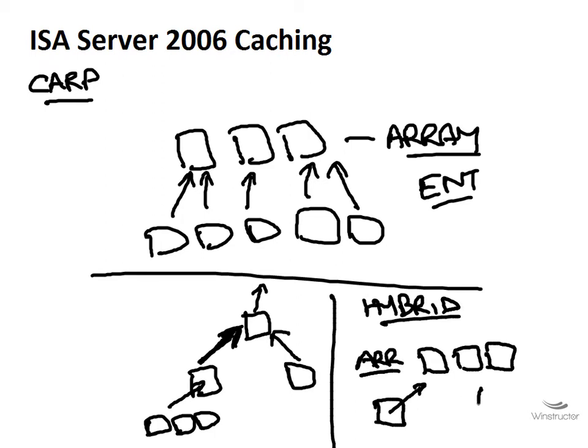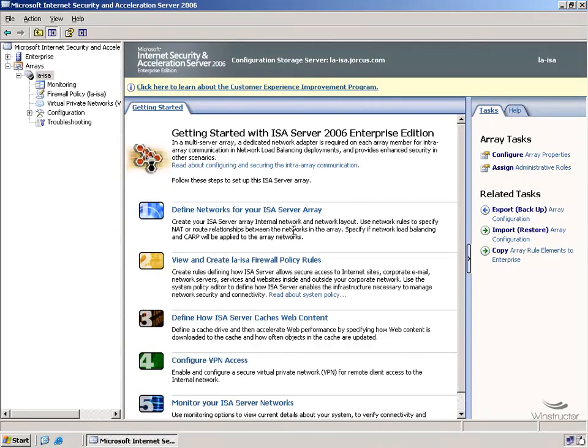Again, only the Enterprise Edition here supports arrays, so depending on how you want to structure your caching servers, that'll likely determine what version of ISA server you choose to buy. Now, since caching is not turned on by default, the first thing we'll need to do on our ISA server here is to turn it on.